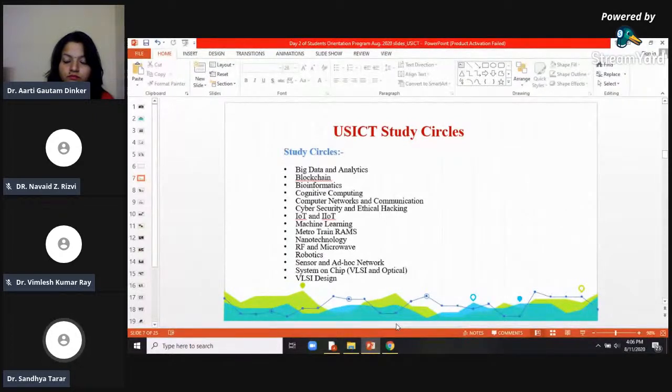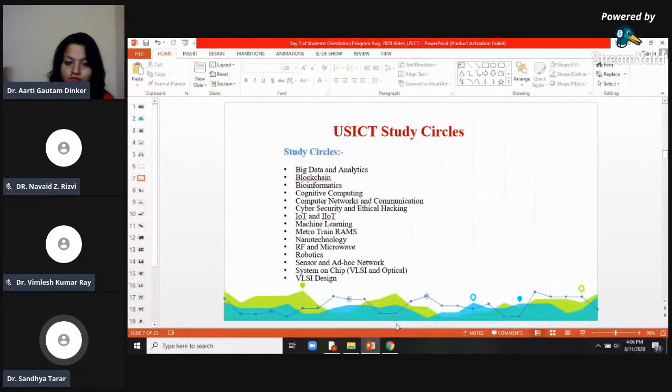One of the smartest human robots these days is Sophia, and Sophia got citizenship also. So that is one of the smartest robots these days, human robots I'm talking about. So artificial intelligence enabled human-like machines are robots. This is the detailed study we will do under this circle.